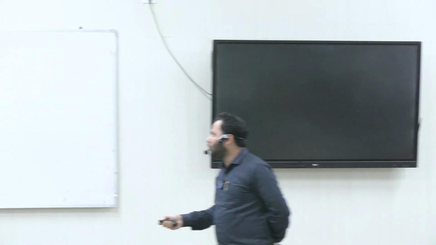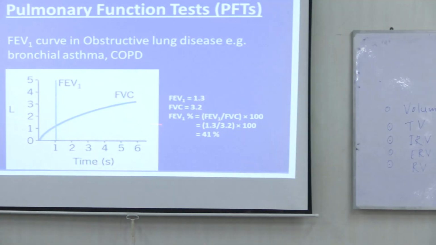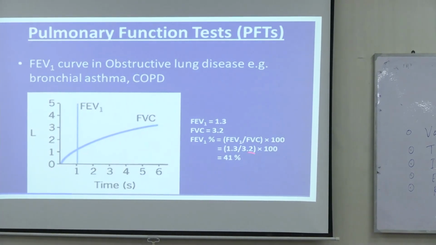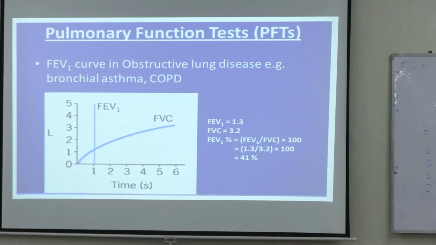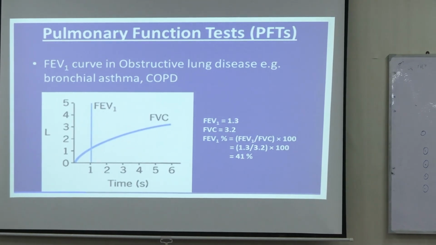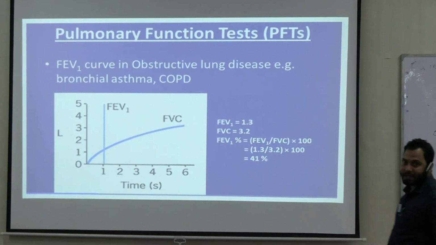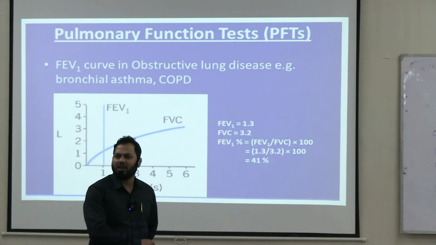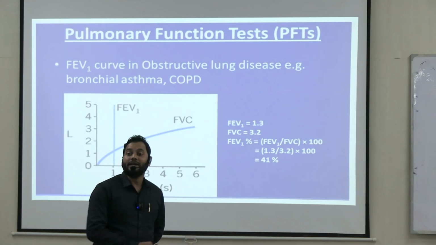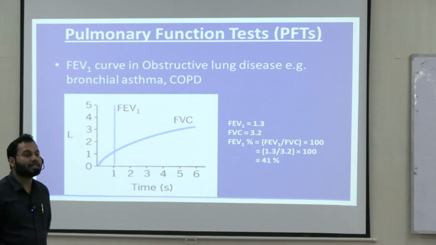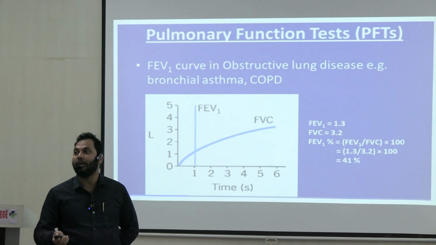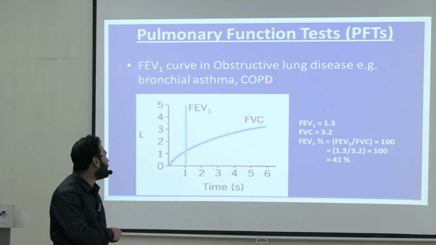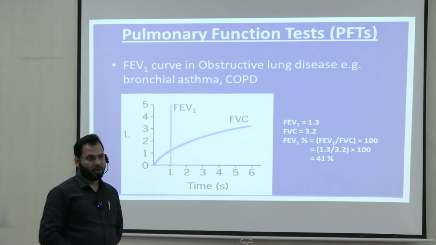So if you see the ratio of FEV1 by FVC, it is only 41%. As we know, for healthy subjects it should be 80%, but here it is only 40 or a little more than 40%. It means the subject is suffering from some type of obstructive lung disease. Here it is about asthmatic patients and COPD patients.